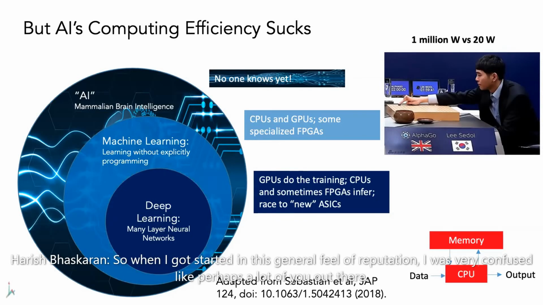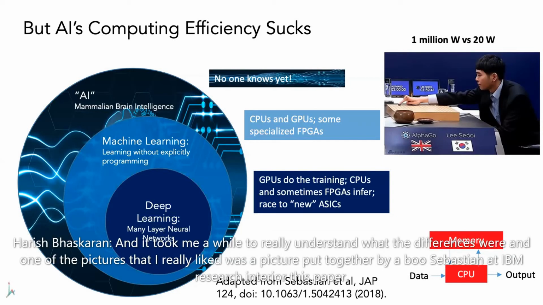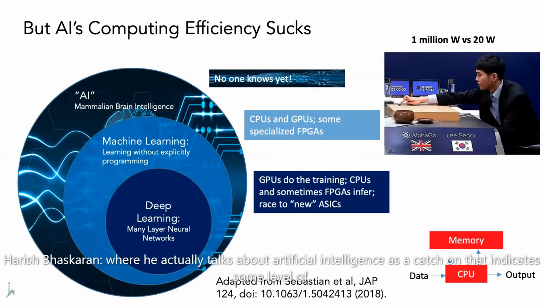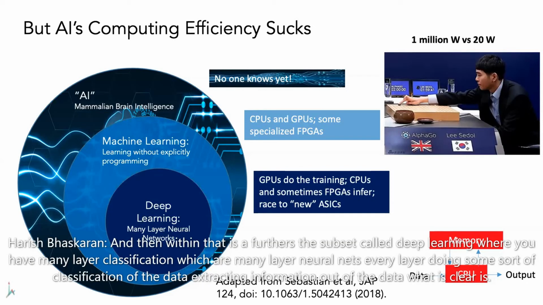Right. So when I got started in this general field of computation, I was very confused, like perhaps a lot of you out there, if there are any of you like me, between the various terminologies such as artificial intelligence, machine learning, and deep learning. And it took me a while to really understand what the differences were. One of the pictures that I really liked was a picture put together by Abu Sebastian at IBM Research in Zurich in this paper, where he talks about artificial intelligence as a catch-all term that indicates some level of mammalian brain intelligence, within which a subset is machine learning, where we are learning without explicitly programming what needs to be learned. And then within that is a further subset called deep learning, where you have many layer classification, which are many layer neural nets, every layer doing some sort of classification of the data, extracting information out of the data.